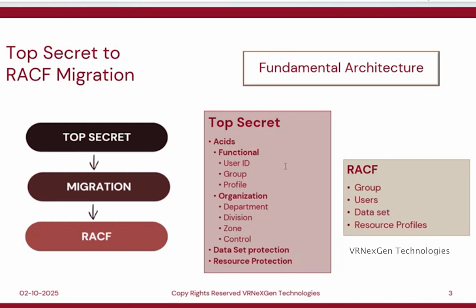In Top Secret, the basic security definition is in terms of access identifiers, which are nothing but ACIDs. There are 7 different types of ACIDs, both functional and organizational. The functional ones are individual users, administrators, or other superior authority profiles, which can have user ACIDs along with some authorities, and there will be groups. Users and groups of users can have accessibility to resources across the system, which is nothing but a profile. The organizational ACIDs are department, division, zone, and so on, which classify the hierarchy at an organizational level.